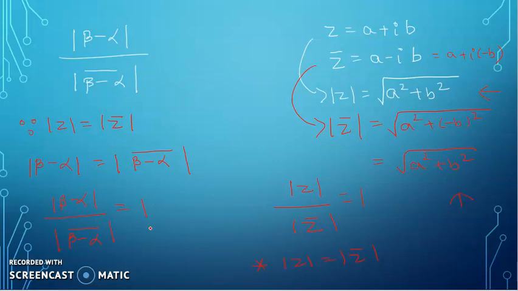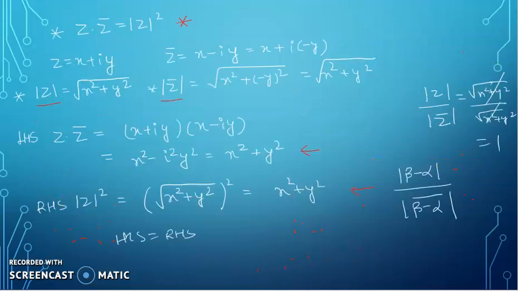This is the easiest method, students. Very easy, and very simple to solve also. You have to just remember these properties. That is why before starting the question, I explained this property to you. This is very important. Keep this property in mind and you can simply solve.